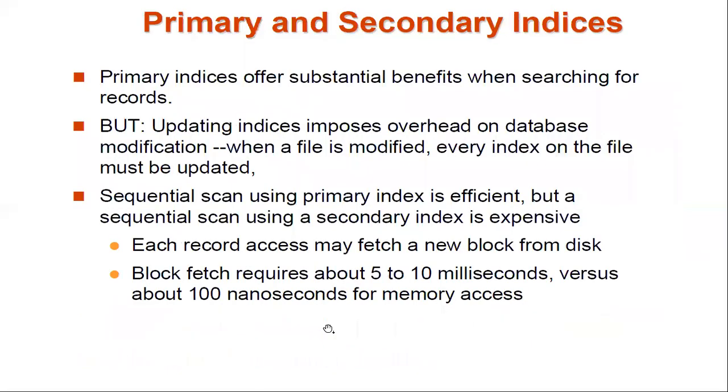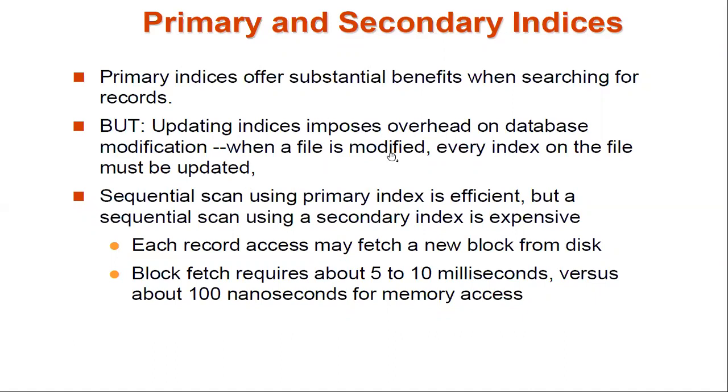The primary and secondary indices offer substantial benefit when searching for a record. The primary indices, which we discussed, will directly point to the sequential file, and this has a substantial benefit. That means the primary indices can be used conveniently over the secondary indices, but there are certain limitations. That is why we are going for the secondary indices. But what is the limitation?